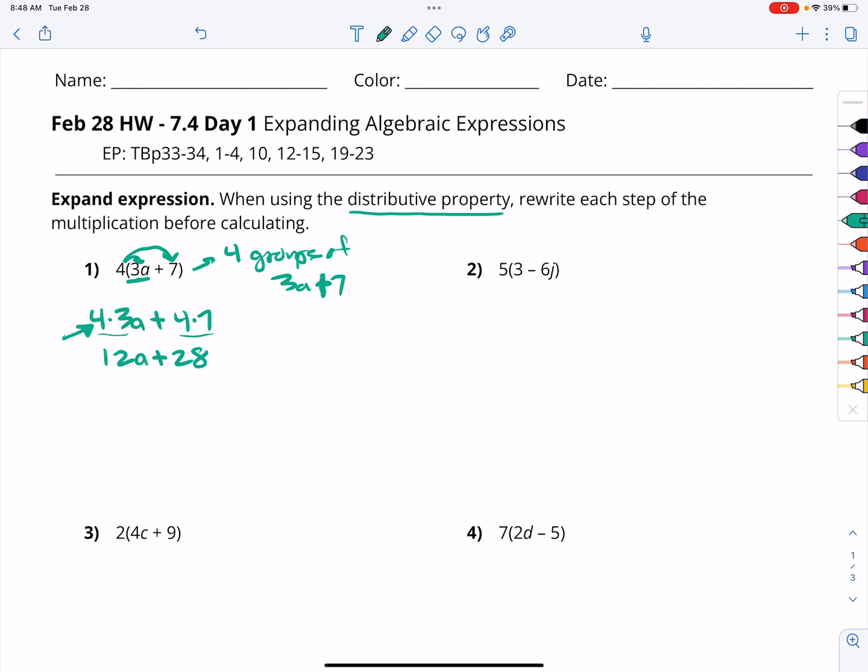So for number 2, we're going to be doing that same thing. 5 times 3, and we're subtracting 6j 5 times. So we have to do 5 times 6j that we're going to be subtracting there. So 5 times 3 is 15, and we are going to be subtracting 30j. There you go.